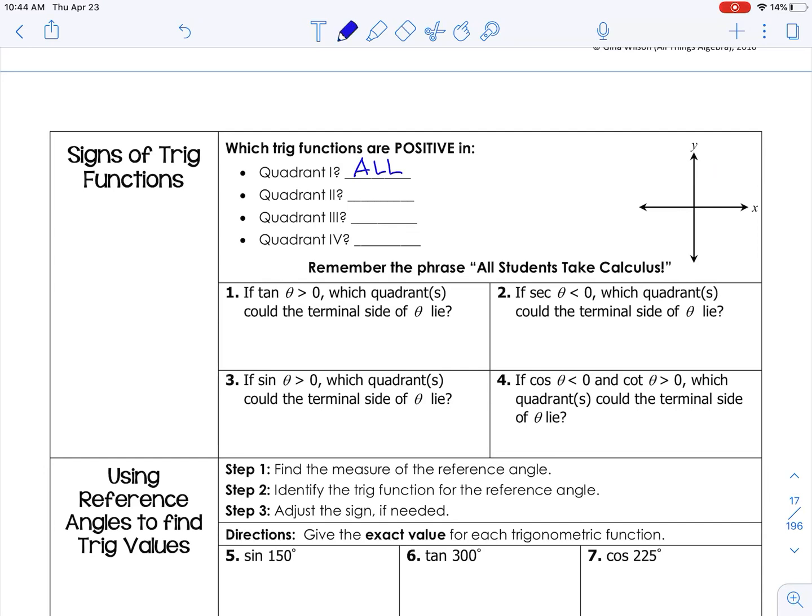Quadrant 2. We have it coming out like this. We get our reference angle here. This time we have negative x, y, and 1. Understand the negative x: when we're moving left, it's negative. When we're moving up, it's positive. So what would sine be? Sine would be y over 1. Both of those are positive.